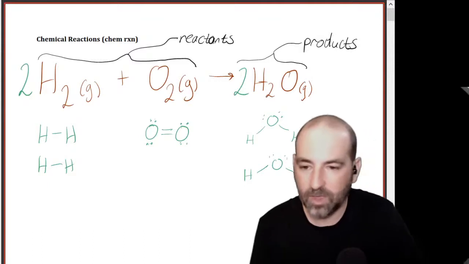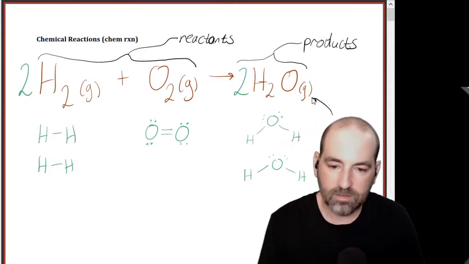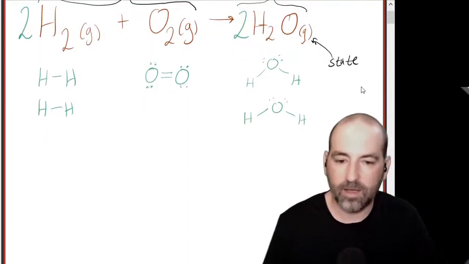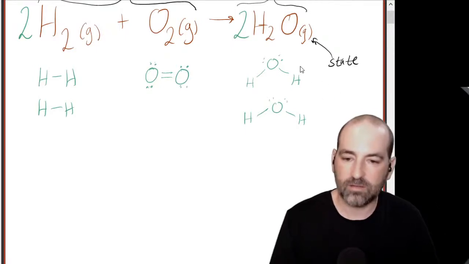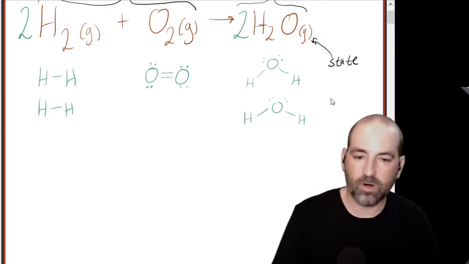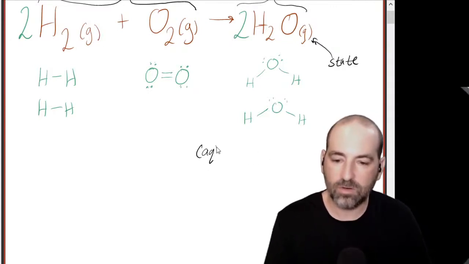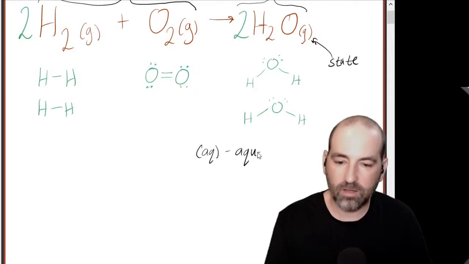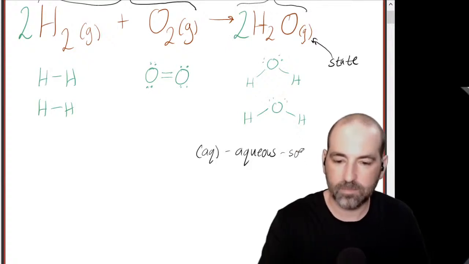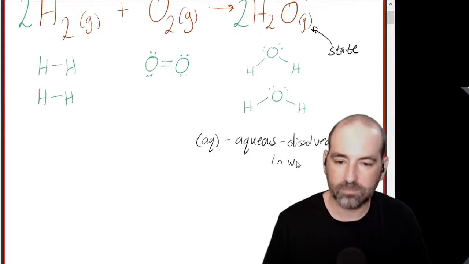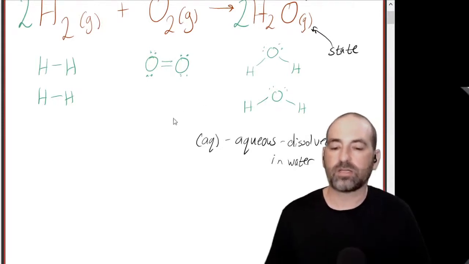I got rid of my state things here. We'll add that back in. These things are called the state. Of course, we already know about states. Sorry, I know my head's in the way there. So we've got G for gas, S for solid, L for liquid, and then there's one more that you may not have seen before, and that is AQ, which stands for aqueous, which means in solution, or we'll say dissolved in water. So in some of these reactions, you'll see AQ.